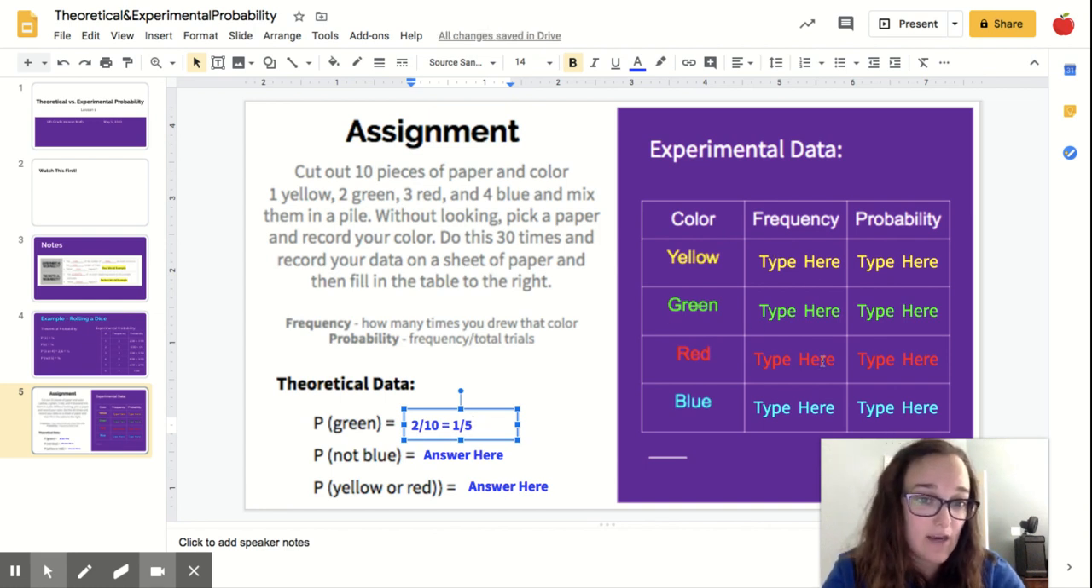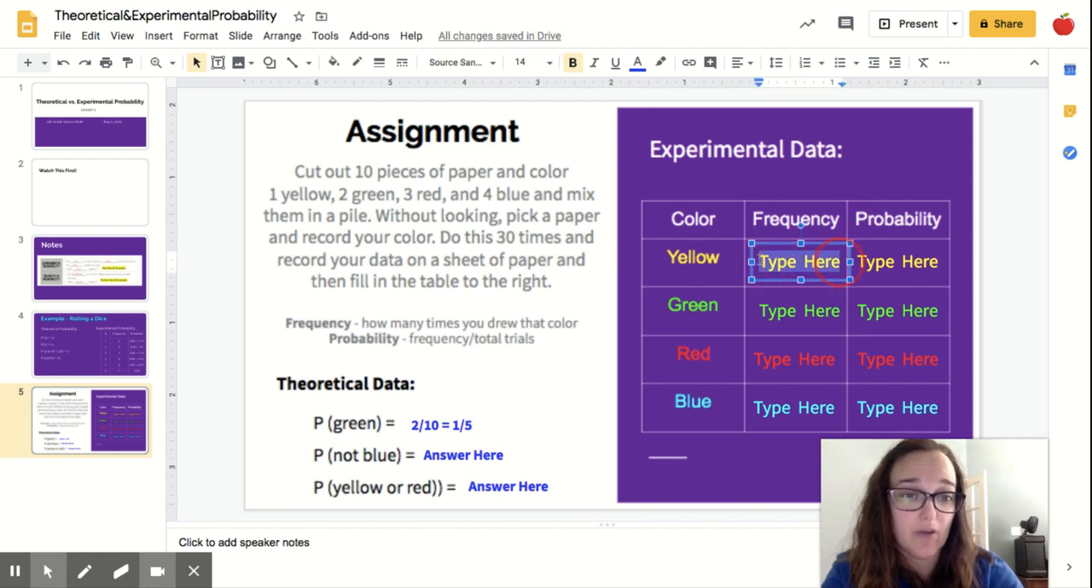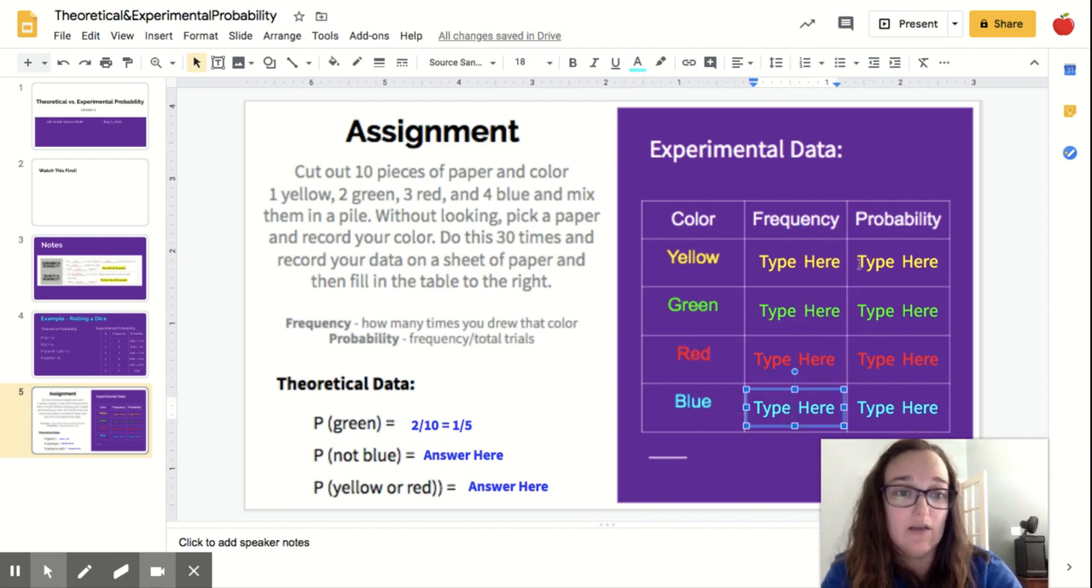And then here, you are going to show me your data. So however many times you got yellow, you're going to put that here. However many times you got green, red, blue, and then write it like a probability. So this number, the frequency out of the total, which the total should be 30 because you're going to draw them out 30 times. Okay? And then that's it. This is your short assignment for today.